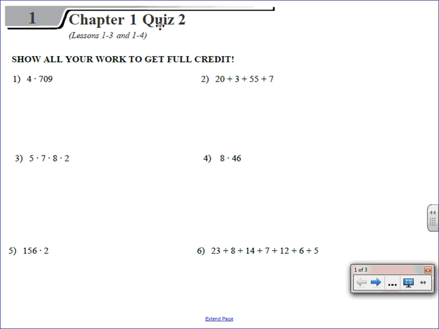This worksheet is labeled the Chapter 1 Quiz 2. It's a quiz that we did in class. However, people didn't do all that well on it, so I wanted to give them more practice. So that's why it says quiz. And the purpose of this quiz was to get some more practice in doing mental math. And so it works primarily with the commutative, associative, and distributive properties.